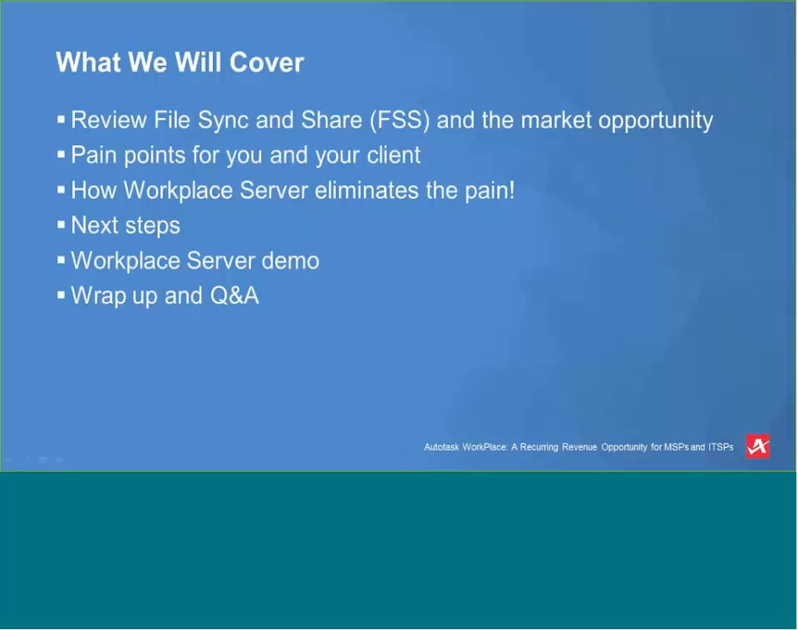So let's get started. We have a lot to cover today, and I just want to make sure you know where we're going and what we're going to cover. First we'll start by reviewing what is file sync and share and the market opportunity around file sync and share. We'll touch on pain points that you and your client are typically experiencing with current collaboration mobile access solutions. And then we'll talk about how Workplace Server eliminates the pain, and in fact, not just Workplace Server, but the entire Autotask Workplace solution set. And then I'll share some next steps with you so you know how to get involved with Workplace Server and start deploying it for your clients.